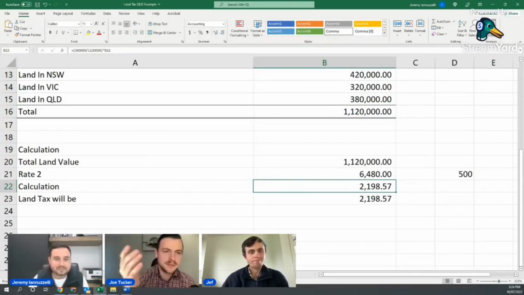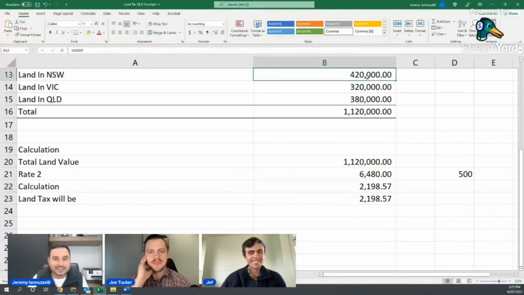Yeah. So that was going to be my next question. So right now, land in Queensland, just up the top there, is $380,000. The land tax threshold is up to $600,000. So literally, you would have paid zero land tax. Zero land tax. Correct. You would have just bought an investment property, $380,000, nothing to pay.